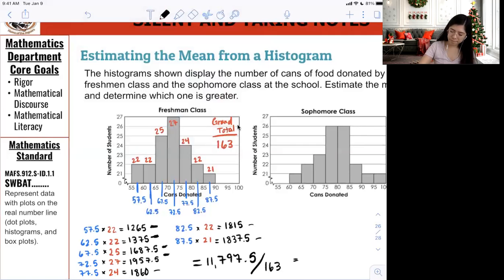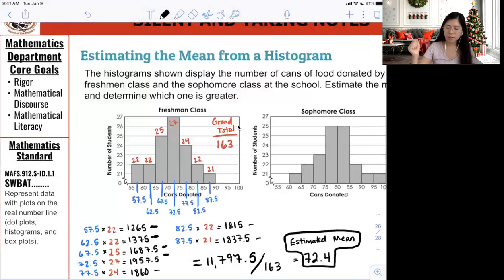72.3. 72.3773. So I'm going to round that to 72.4. That is our estimated mean. Whew, it took a long time, but we got there.